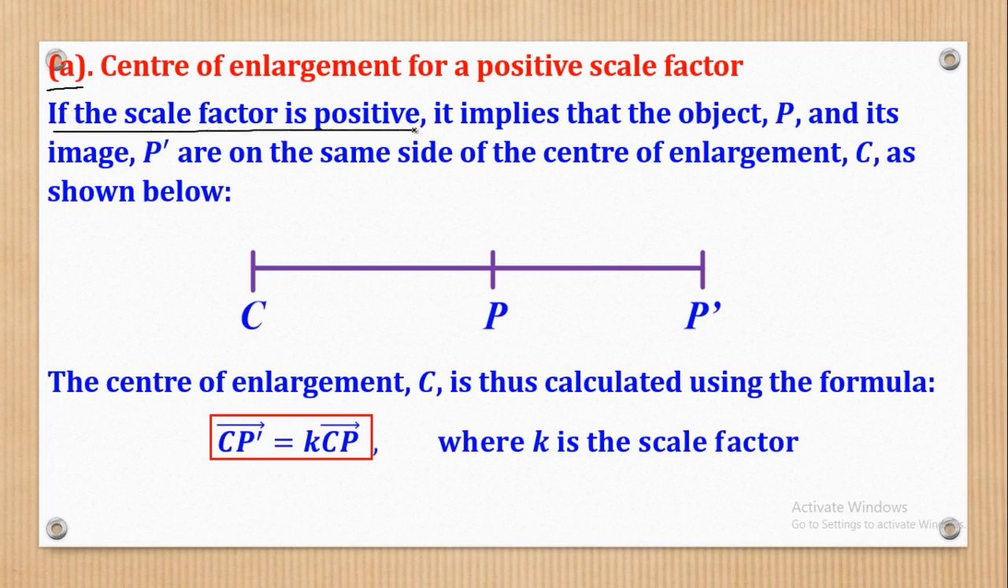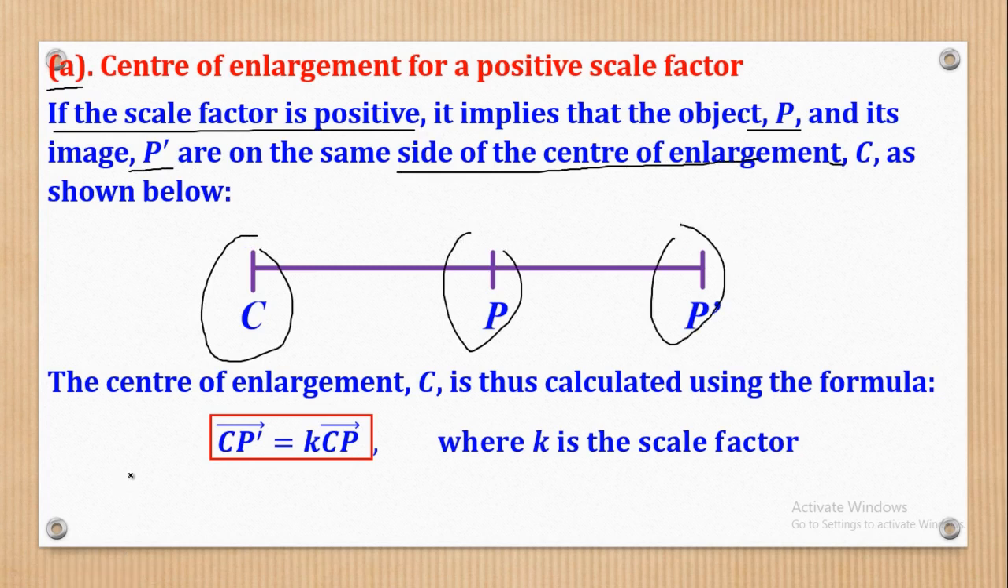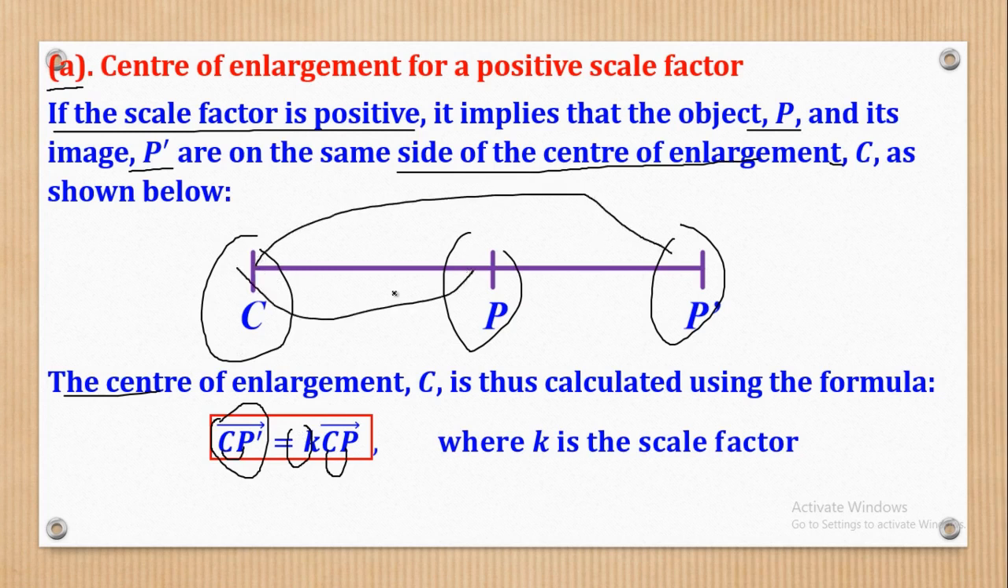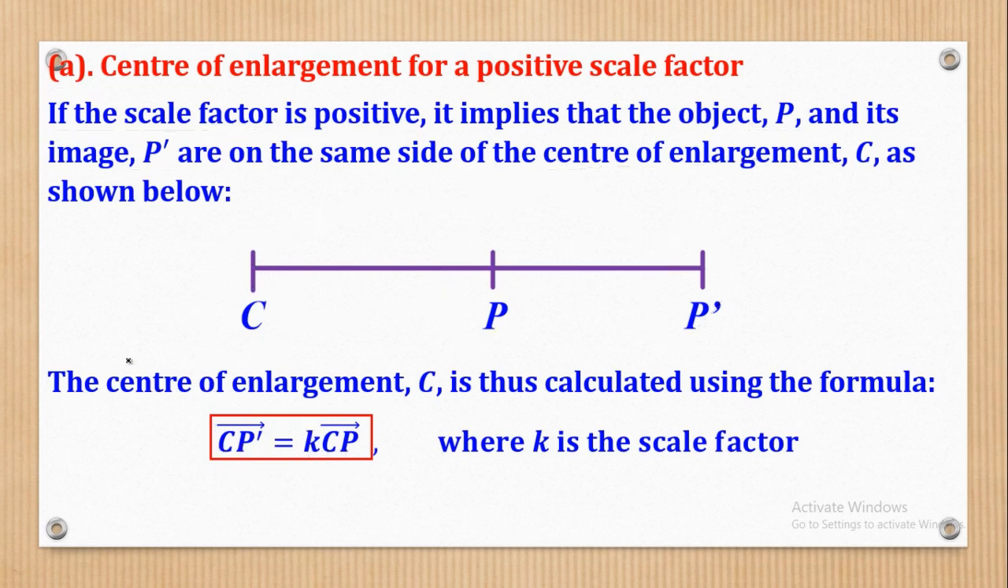Here we shall see that if the scale factor is positive, it implies that the object P and its image P prime are on the same side of the center of enlargement C, as shown below. So this is the center of enlargement, this is the object, and this is the image. Therefore, the center of enlargement C is calculated from the formula that the distance from the center to the image is equal to the scale factor multiplied by the distance from the center to the object. Remember that the scale factor is the ratio of the length of the image to the length of the object. So the length of the image over the length of the object equals the scale factor. Therefore, the length of the image will be equal to the scale factor times the length of the object. And that's where this formula is coming from.